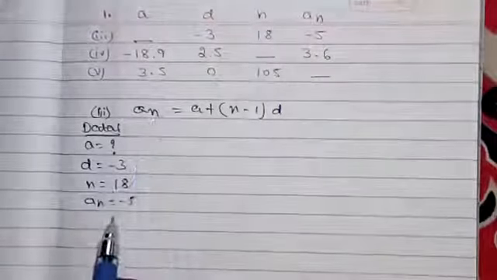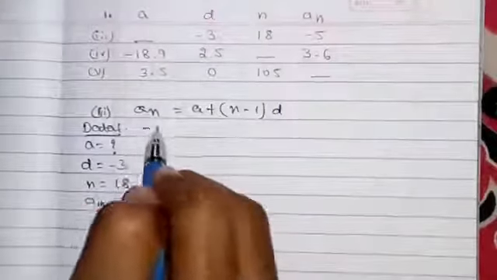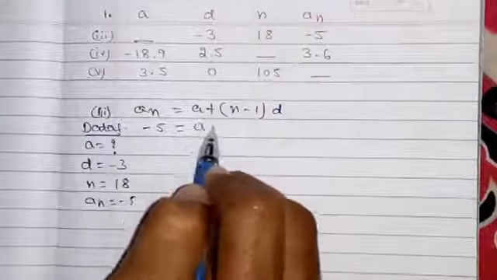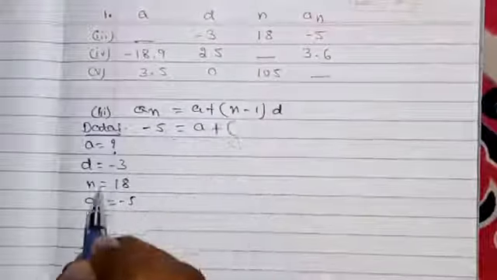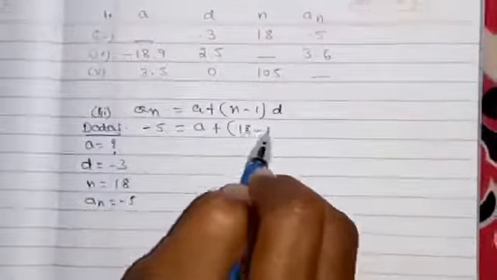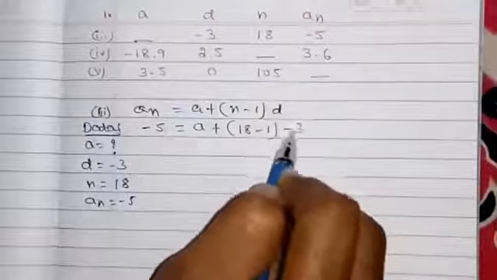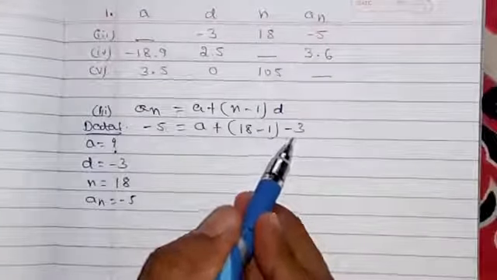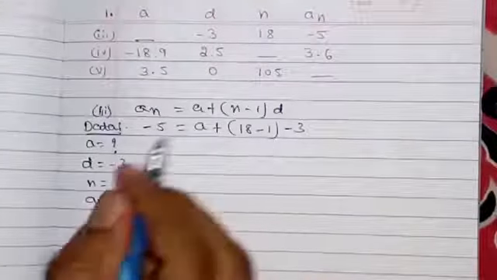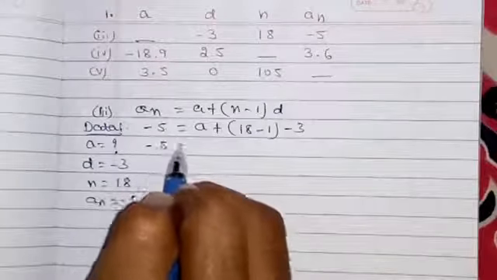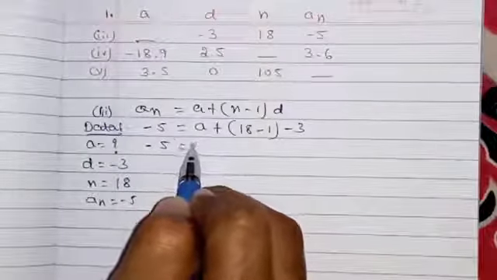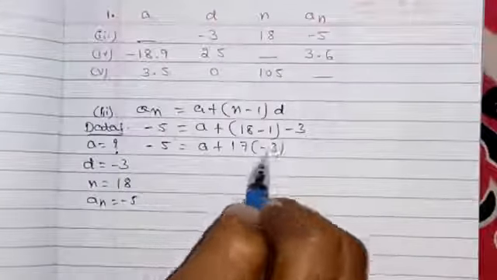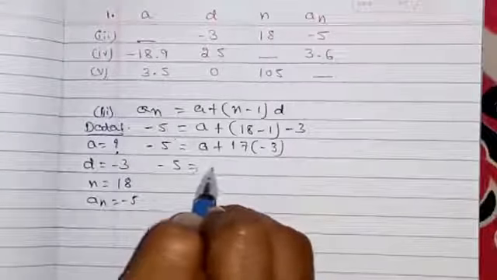Now an is how much? An is minus 5. So therefore here minus 5 is equals to a, which you need to find out. So keep the a as it is, plus n is 18 minus 1 into d is minus 3, right, children? So therefore be careful when you are multiplying by a minus number, right? So keep the minus 5 as it is, that's equals to a plus 18 minus 1 is nothing but 17 into minus 3. So therefore minus 5 is equals to a.